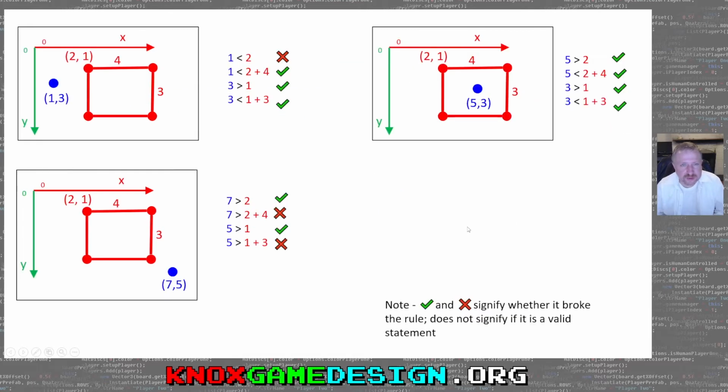So here are some examples. The one in the upper left-hand corner has a rectangle defined by an upper left-hand corner point of 2 and 1, with a width of 4 and a height of 3.